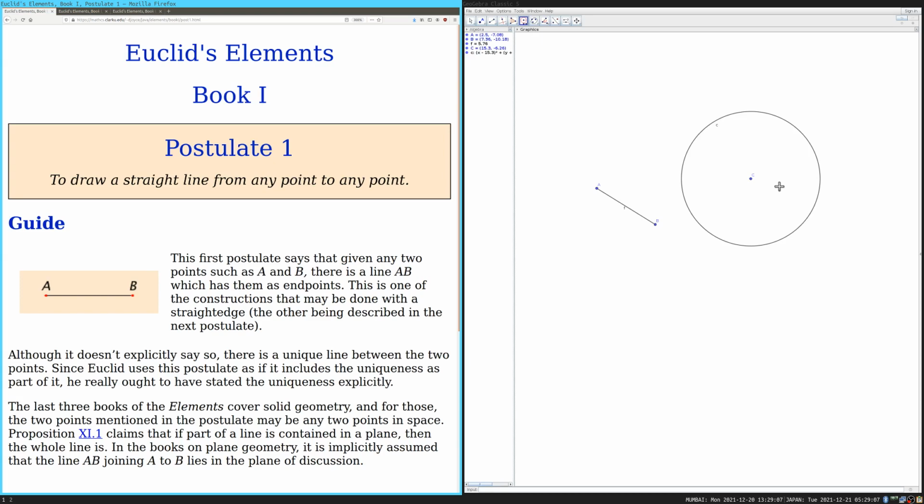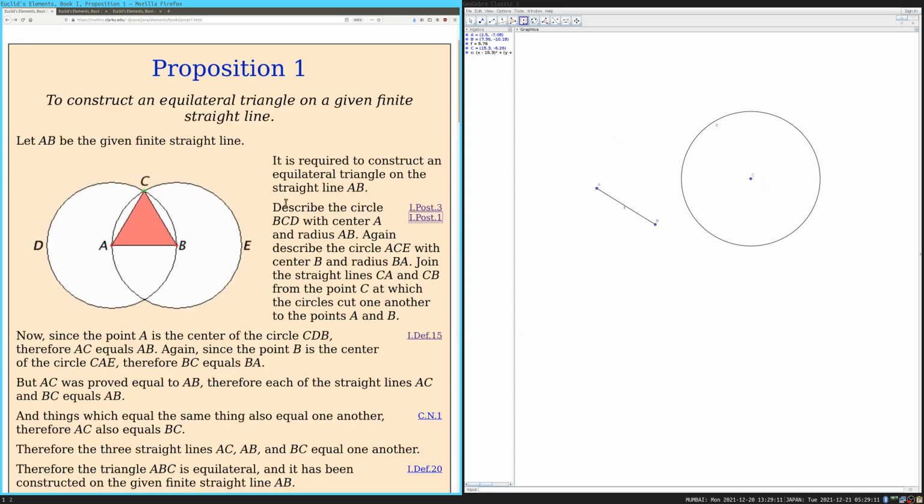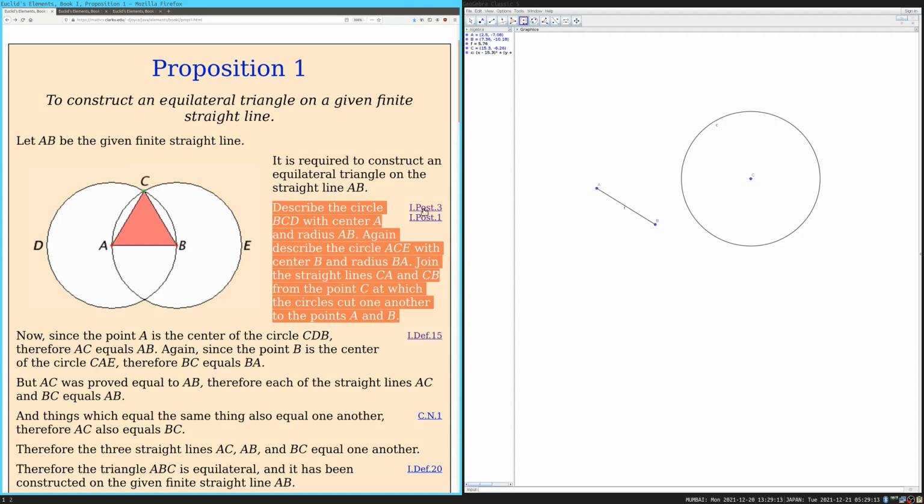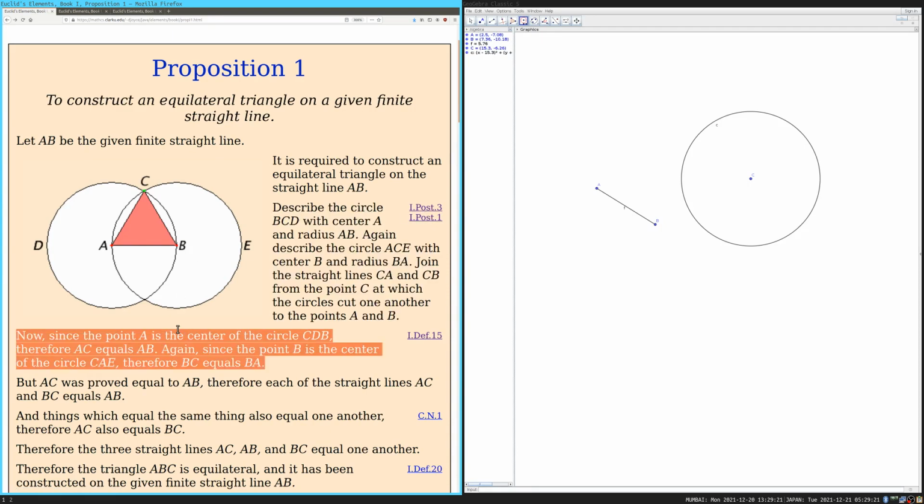Anyway, one of the important points here is stating your assumptions and then explaining why everything that you do depends on one of your assumptions. Now, since the point A is the center of the circle CDB, therefore AC equals AB. Again, since the point B is the center of the circle CAE, therefore BC equals BA.